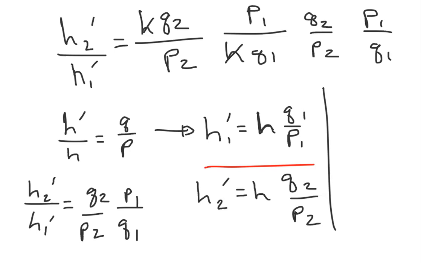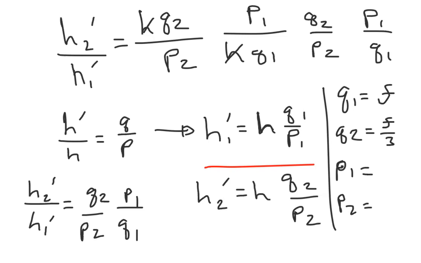So, we know what Q1 is, we know what Q2 is, we know what P1 is, we know what P2 is. Q1 is F, Q2 is F over 3, P1 is 0.05 F, and P2 is 0.25 F. So good. So what you would do is put all those numbers in here, and what do you get as an answer?